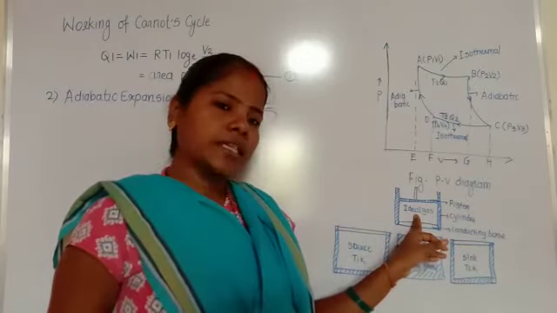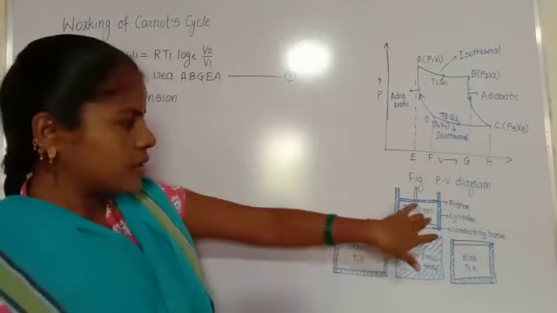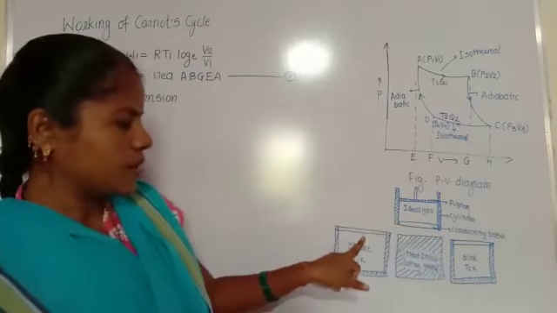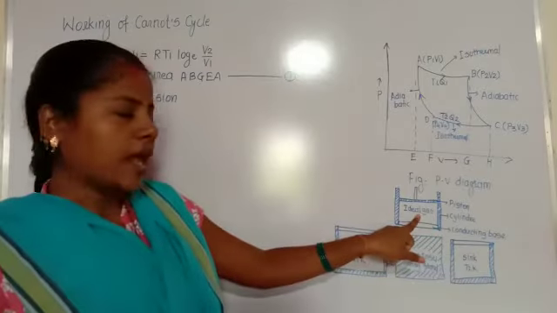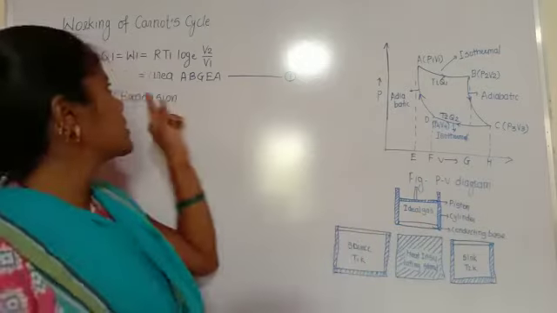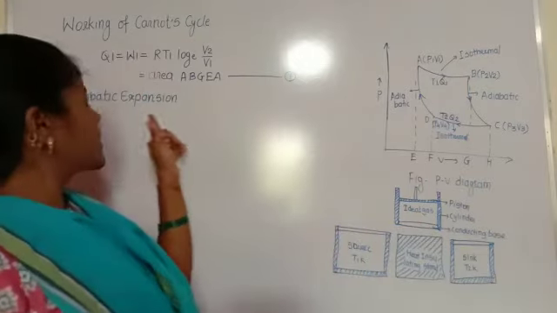This is an ideal gas, 1 mole of ideal gas filled in the cylinder. When the cylinder is kept on the source, Q1 amount of heat is absorbed by the working substance and W1 amount of work is done. This is the W1 amount of work. Then the next step is the adiabatic expansion.